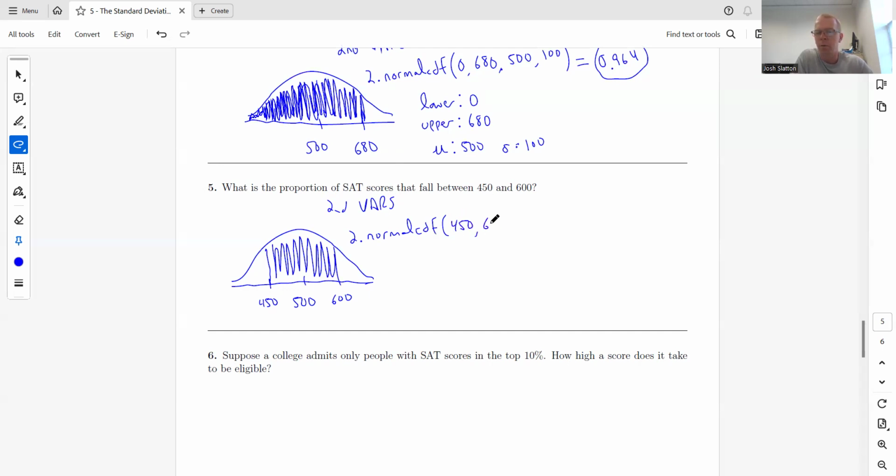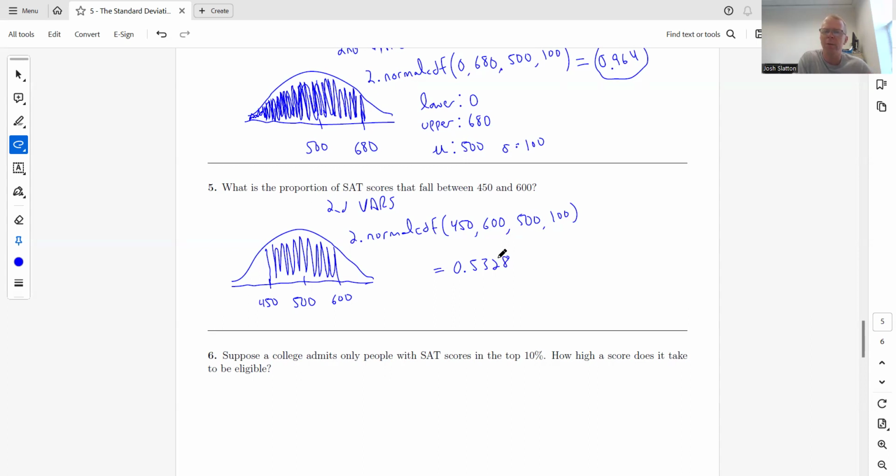Then the upper bound, right side of the shaded area, 600. The mean, still 500, and the standard deviation, still 100. Put that in the calculator, and we should get 0.5328. Now, this one may be a little bit trickier to get a good estimate of what the percent could be.